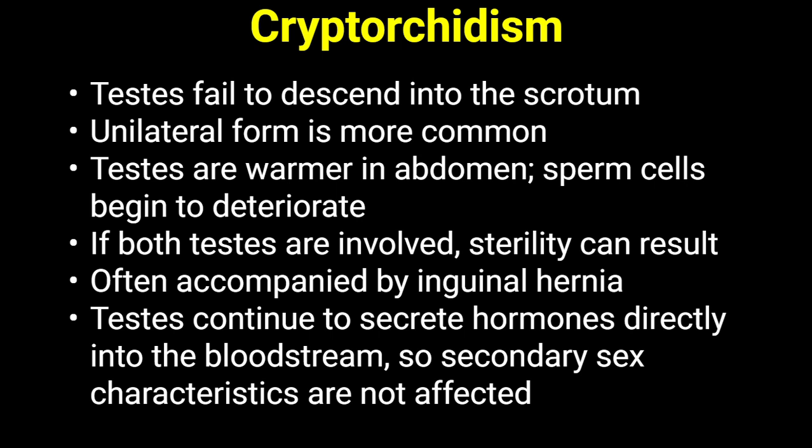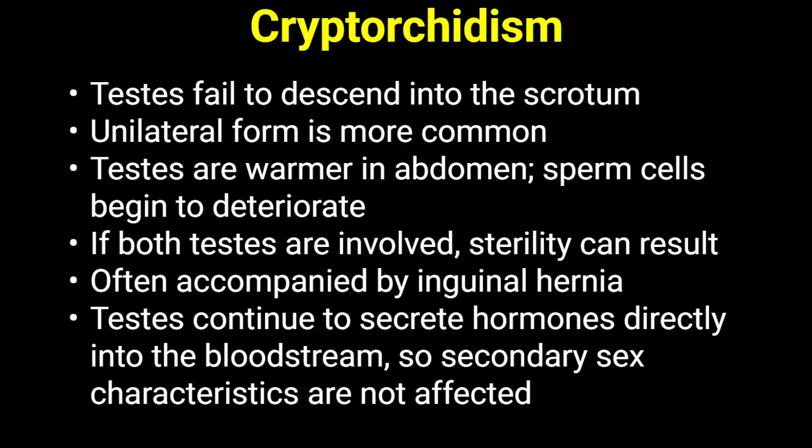Testosterone production is usually normal, so secondary sexual characteristics develop normally. Many testes descend spontaneously during the first few months of life. If descent has not occurred by 6 months, spontaneous descent is unlikely. Orchiopexy is recommended, ideally before 12 to 18 months of age, to improve fertility potential and reduce cancer risk.